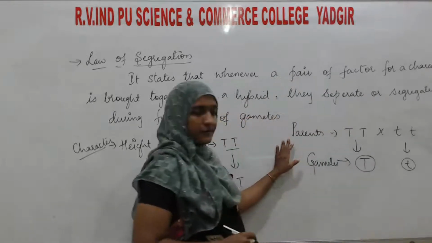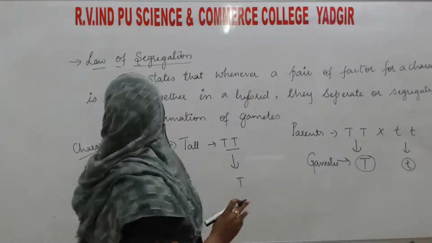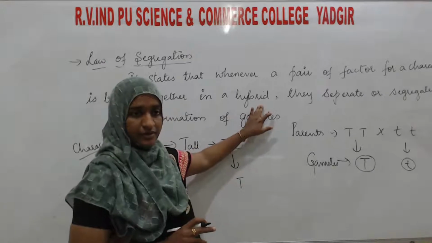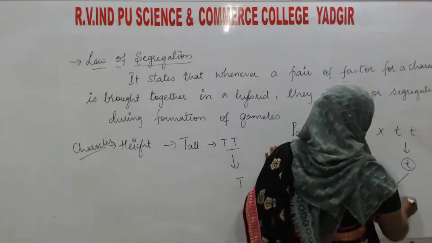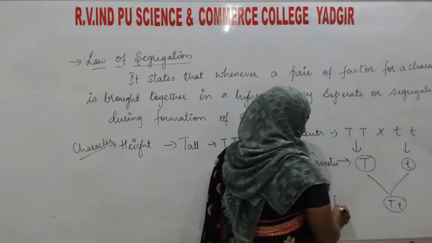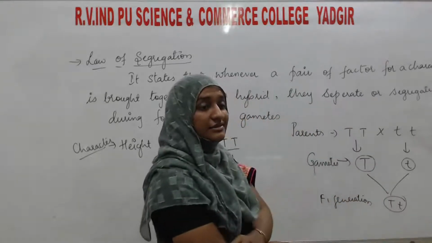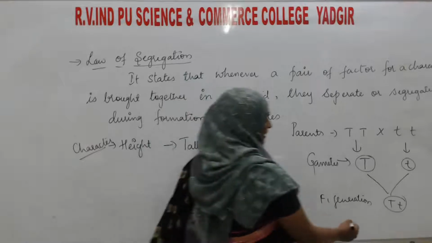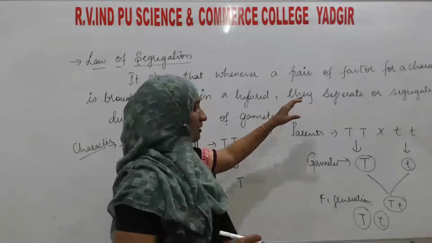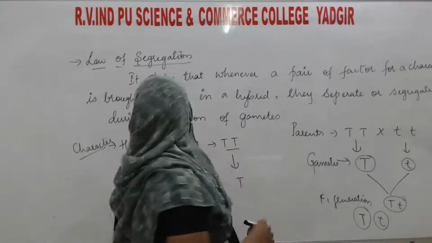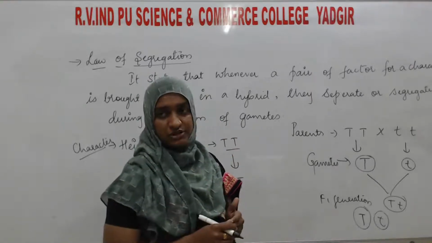Okay, so see here. Whenever a pair of factors for a character is brought together in a hybrid, they are getting together in a hybrid like this. This is the hybrid of F1 generation. For the next self cross, they get separated. This is how they will get separated. They will separate or segregate, meaning they are going to divide during the formation of gametes. So this is the law of segregation.